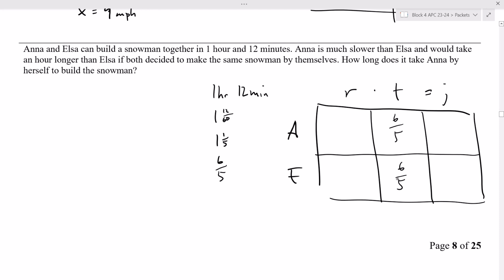Okay. I need to introduce a variable. What's the variable I'm going to introduce? X. Let x equal. Now the question is asking how long does it take Anna by herself? So I'm going to set x equal to the time it takes Anna to build the snow person, we'll say. And I'm going to draw it just to get out of that.